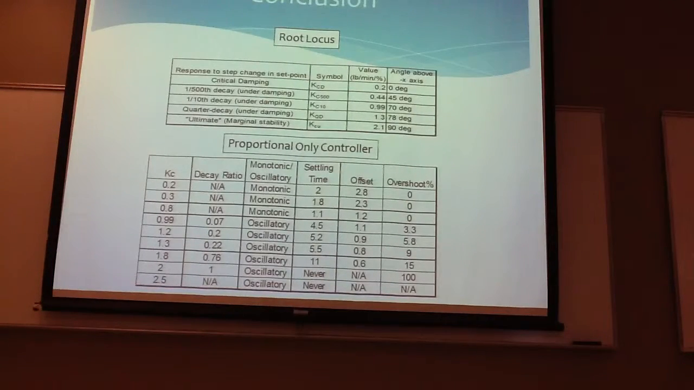Our decay ratio was 1. It was oscillatory. The settling time, it never settled because it was at KC ultimate. The offset was not applicable because we couldn't find a steady value, and the overshoot was 100%.